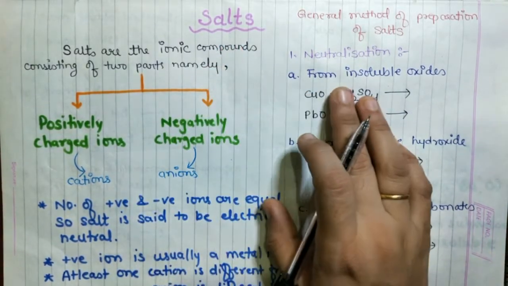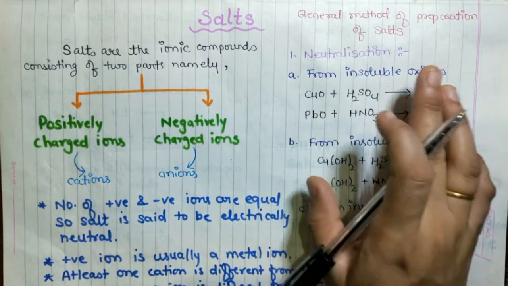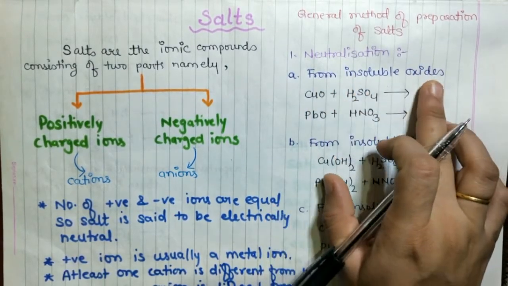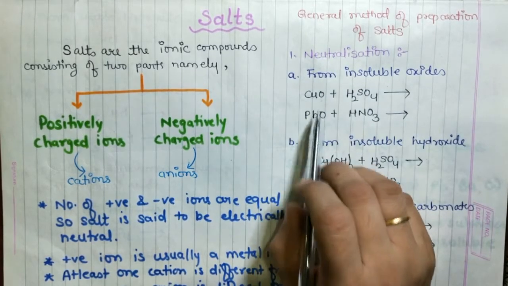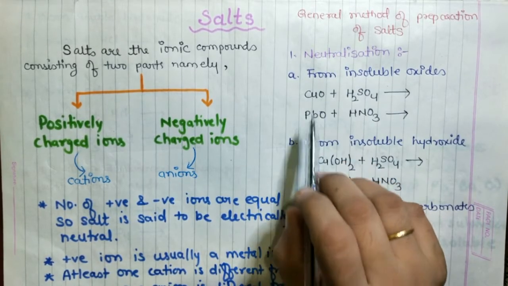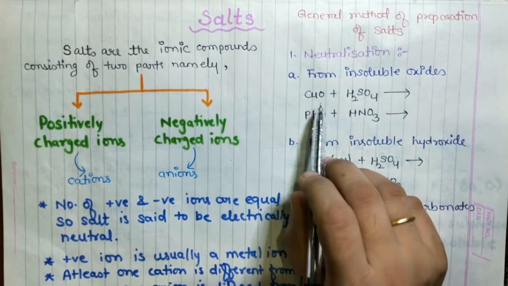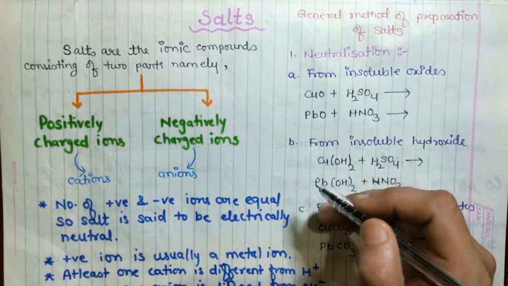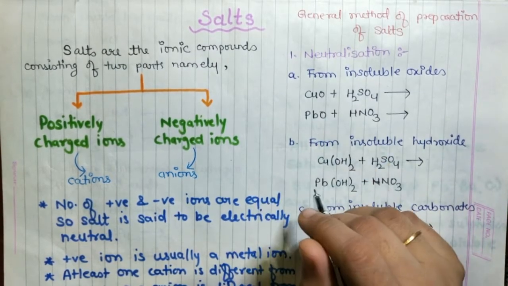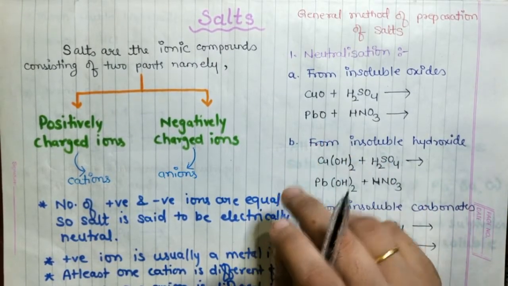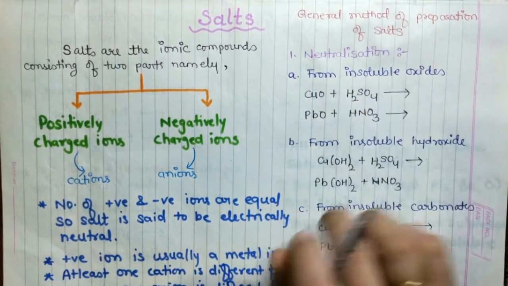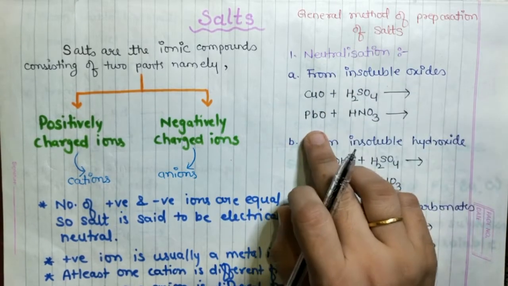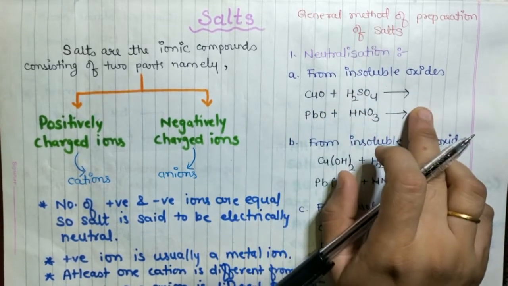Next, preparing salts from insoluble oxides. Which are the insoluble oxides? Copper oxide or lead oxide. These two oxides are insoluble in water. How do we know? After this topic, we will study the solubility and insolubility of salts or compounds. But for now, you can focus on the fact that from insoluble oxides, by taking acids, you can prepare salts.